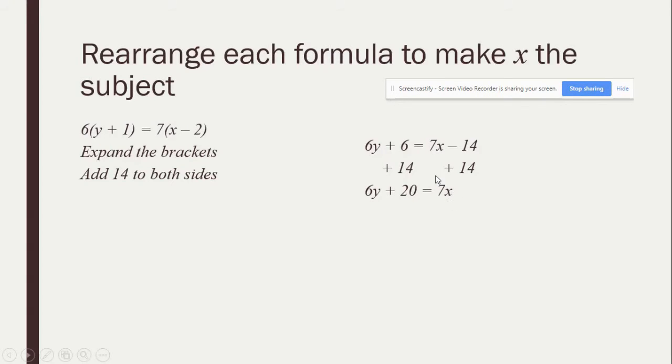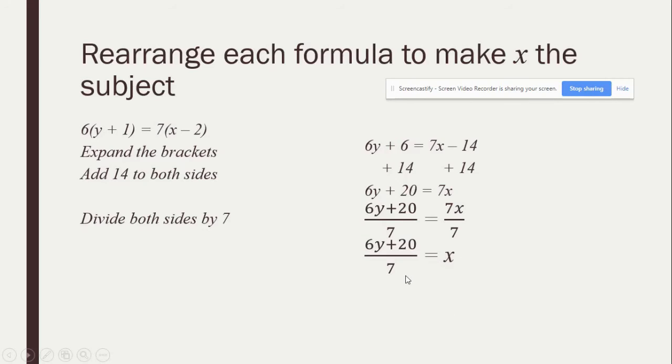Lovely. But now we've still got the 7 attached to the x. The 7 is being multiplied to the x. So how do we get rid of that? We divide both sides by 7. That's going to be wonderful because we'll get rid of the 7. It won't be that wonderful on this side, but we'll just keep it exactly as it is because you can't divide 20 by 7, and you can't divide 6y by 7. So now we're left with 6y plus 20 over 7 is equal to x.